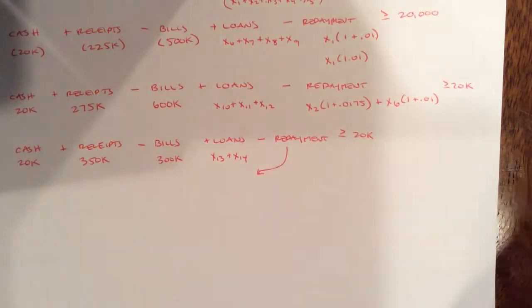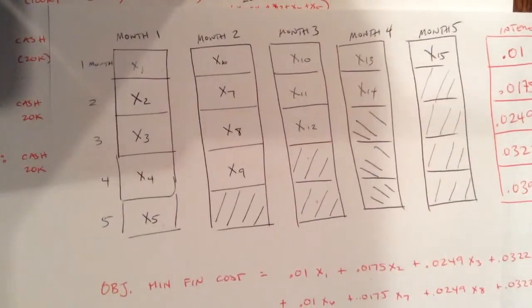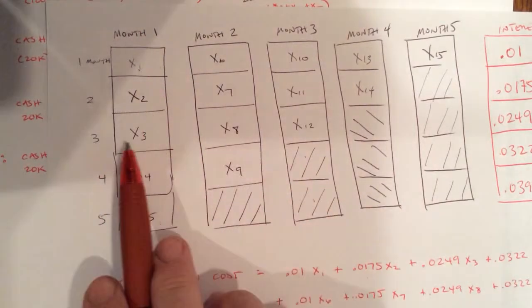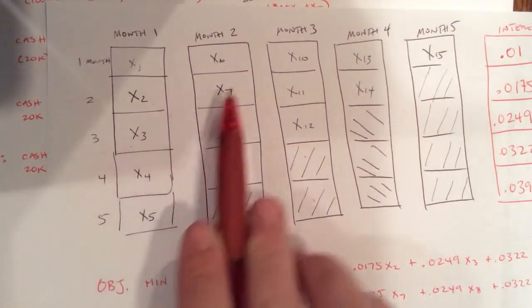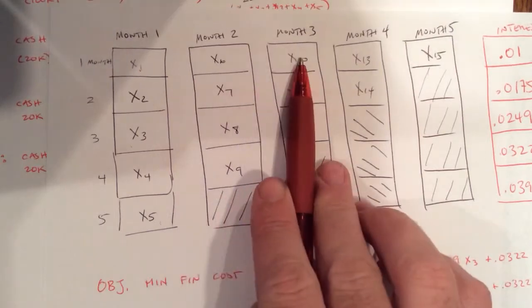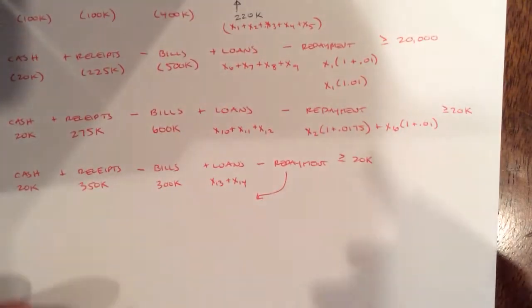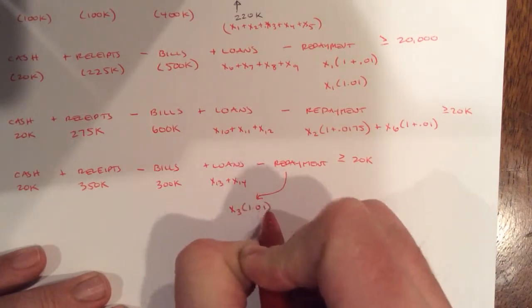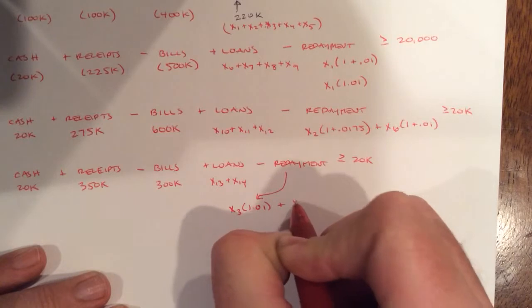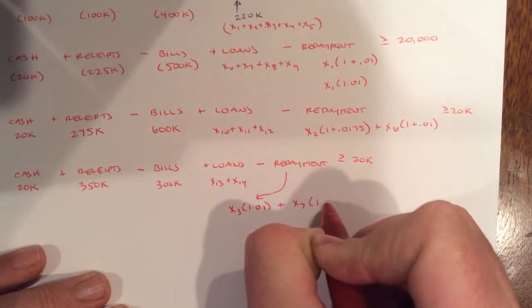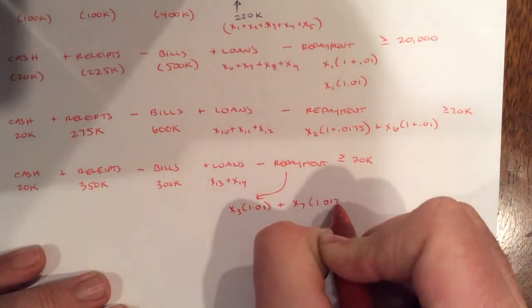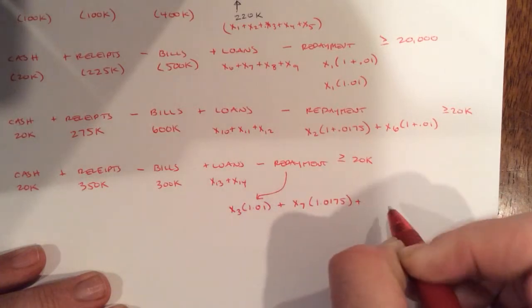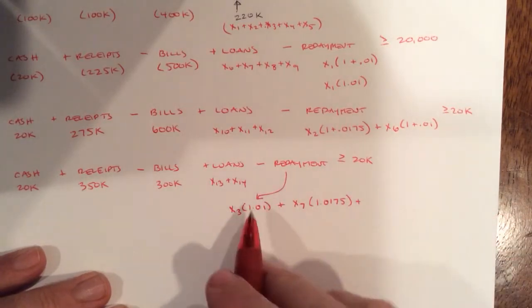Okay, well, let's see what our repayment is. So we're seeing what we have to pay back at the end of month 4. Think of this as going up a diagonal: we have to pay back the 3-month loan we took out in month 1, the 2-month loan we took out in month 2, and the 1-month loan we took out in month 3. So the repayment is going to be x3 times 1.01 plus x7 times 1.0175 plus, oh, I'm sorry, x3 is not 1.01.